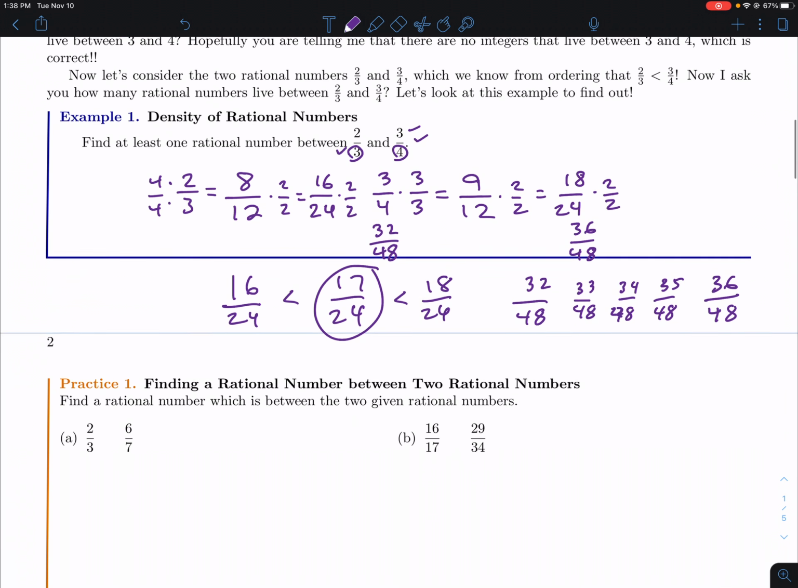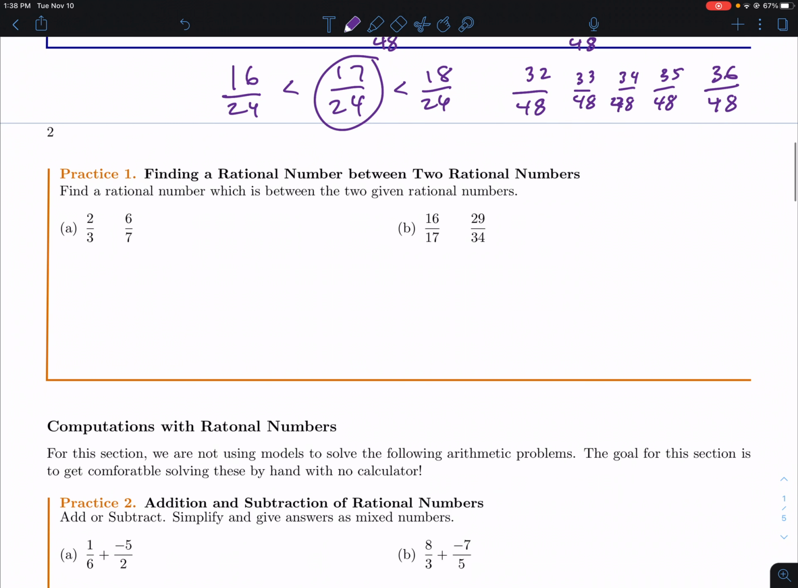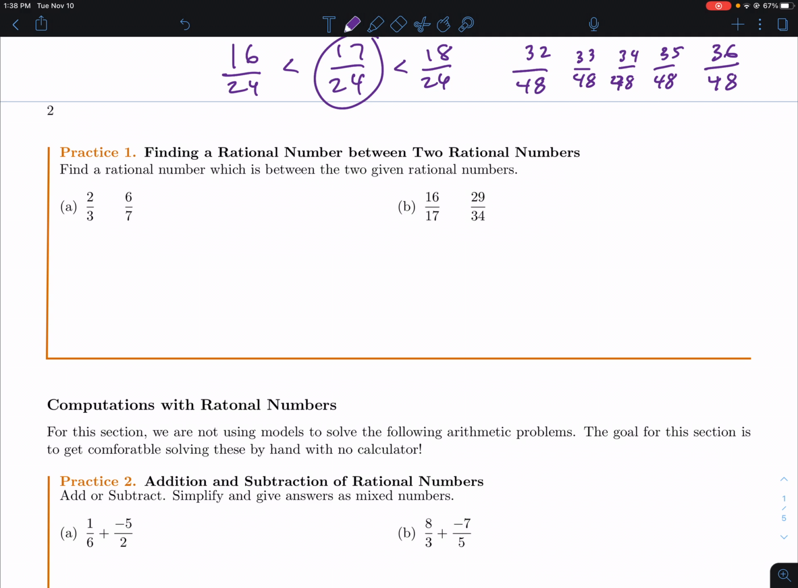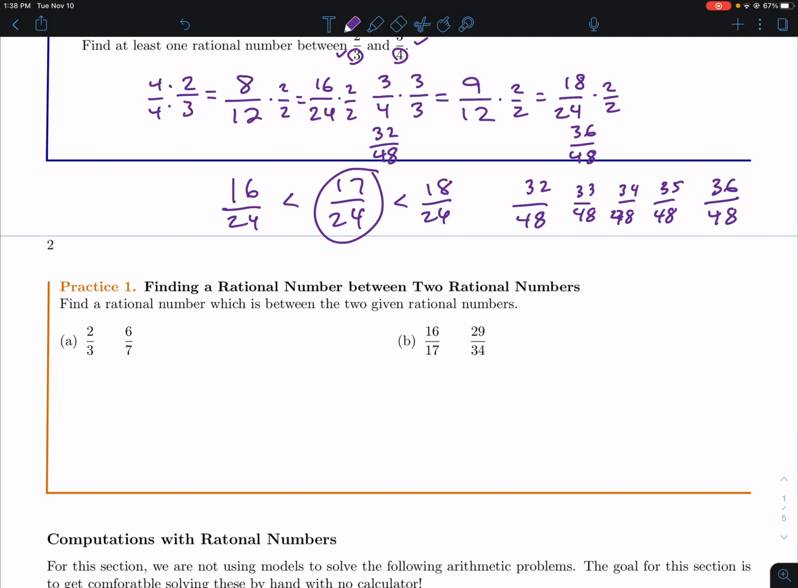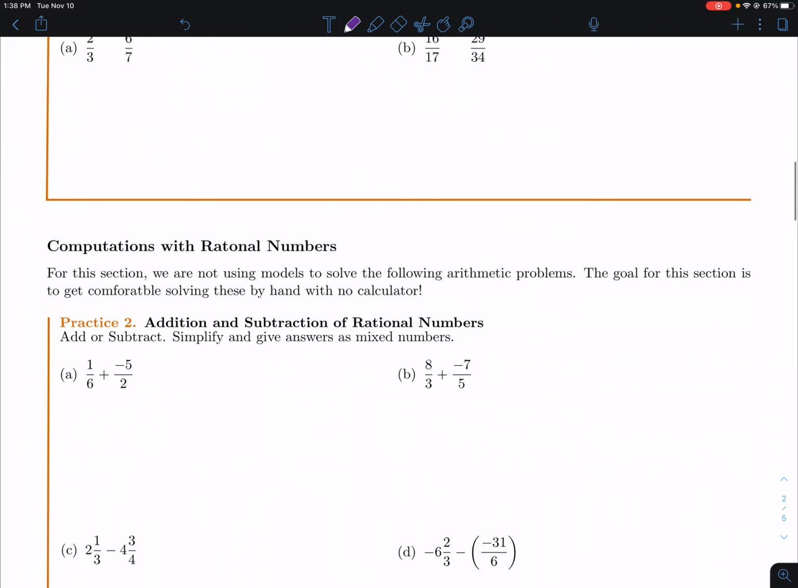All right, so with that in mind, you work on practice 1, which is doing the exact same thing, trying to find a rational number between the two rational numbers that are given. So if you don't find one on your first attempt, just keep increasing both fractions by the same amount until you find some numbers in between them. When you're done, unpause the video, come back, and then we're going to talk about computations with rational numbers, which I didn't spell right here.